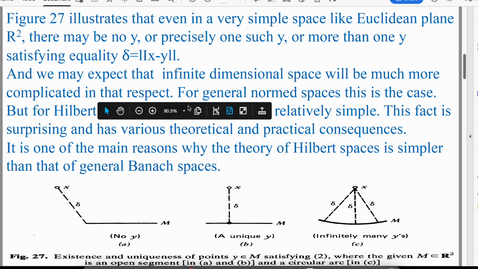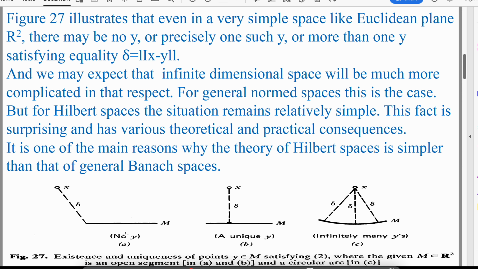So here we see that in this example, if this is the set M, then there is no y belonging to M for which delta is equal to norm x minus y. And in this case, we see that we have a unique y belonging to M such that delta is equal to norm x minus y. And here we have an arc, so we can have infinitely many y's. One point is this, one point is this, one point is this, and there are so many points for which delta is equal to norm x minus y.